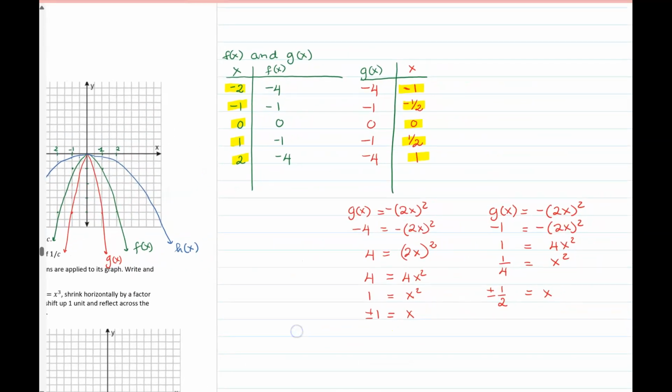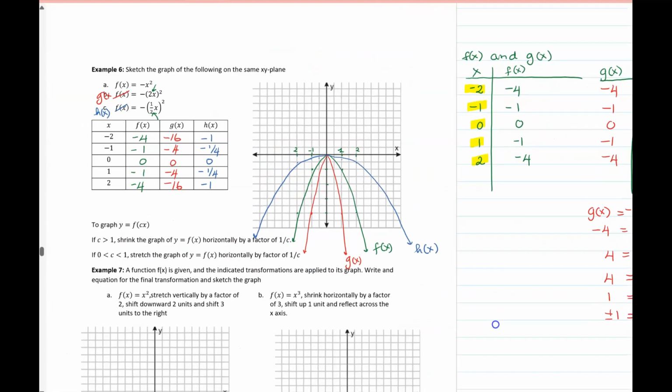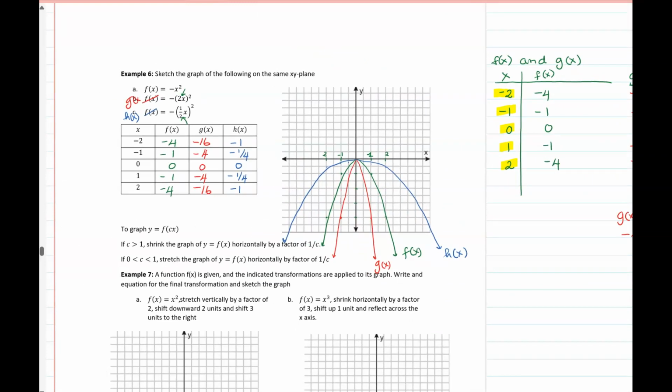So this is what the relationship would look like, right? It does not show on the y-axis, but more on the x-axis. You can see the difference when you make the table of values. And so again, if c is greater than 1, then we shrink the graph horizontally by a factor of 1 over c, and if it's between 0 and 1, we stretch the graph by a factor of 1 over c.